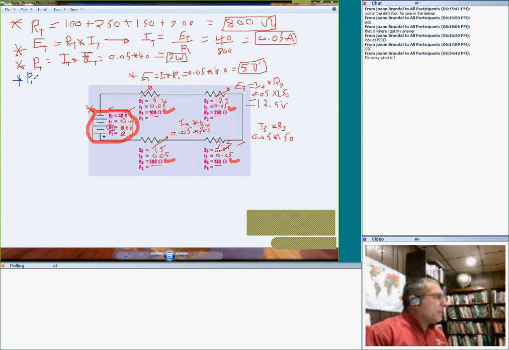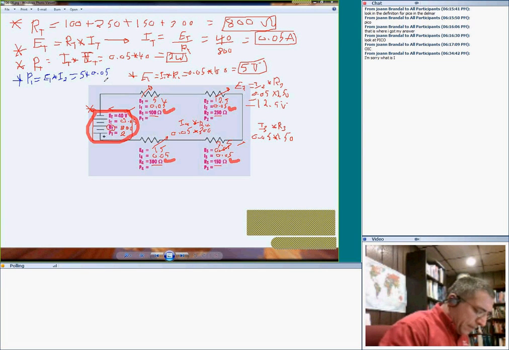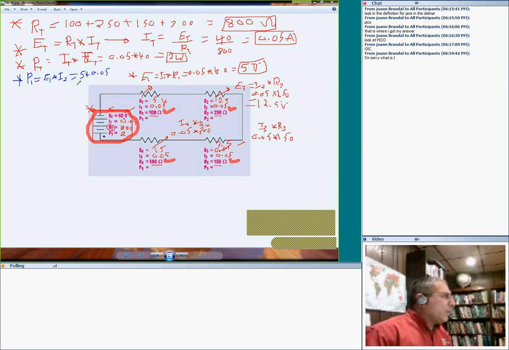To tell you a secret, if you know that P1 equals E1 times I1, not E2 or I2, they're the same, but hey. If you get that one, E1 is 5, multiplied by 0.05. 0.05 times 5 equals 0.25. So this is 0.25.